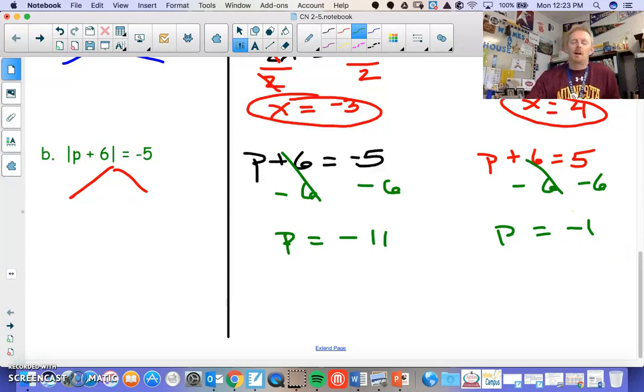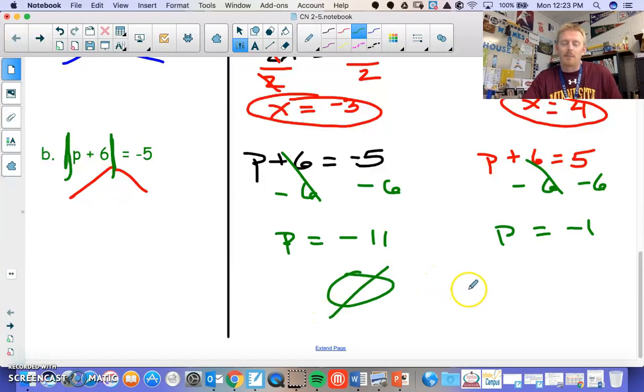Now here's the biggest problem. At no point in time can this distance be equal to a negative number. Now I've shown you all this math here because you can still come up with answers, but the problem is that this is not a possibility. There is no way that a distance can be equal to a negative. So this is a no solution empty set problem. There's no number that we can plug in for p to make the distance be a negative number.